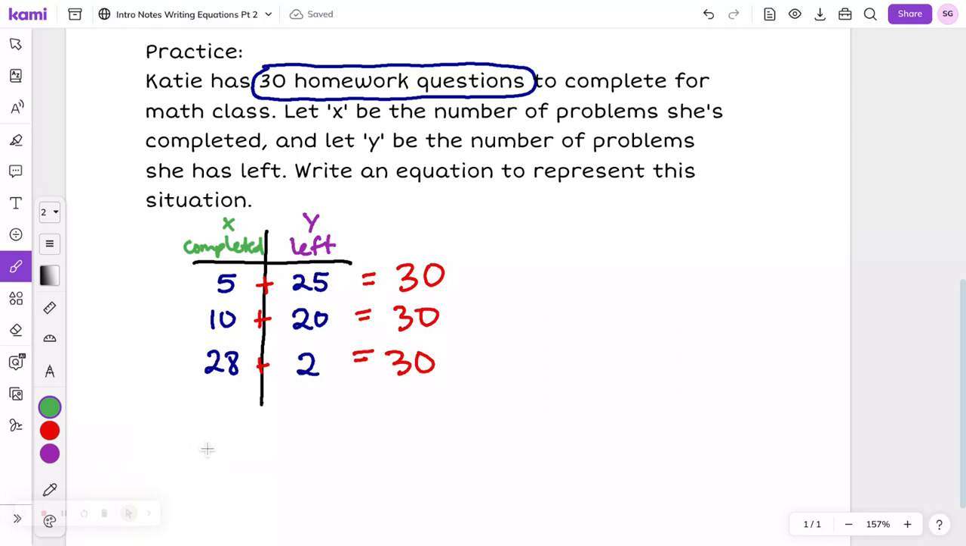Our equation could be x plus y equals 30. That would be an equation we could use to represent this story. In today's lesson, we're going to look at more problems like this and also talk about how you could represent this story with more than one equation, depending on what pattern you notice.